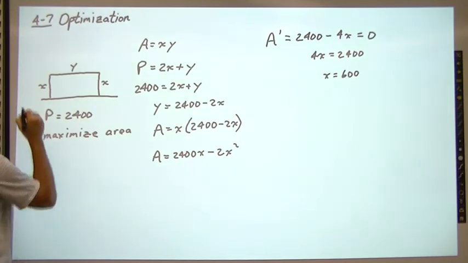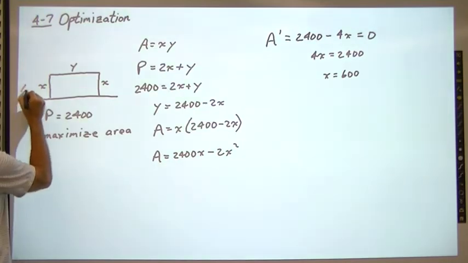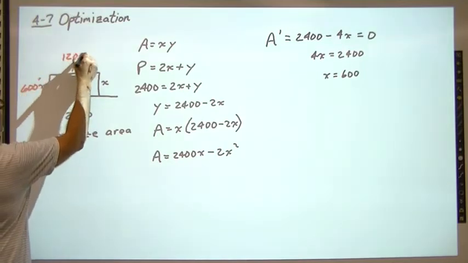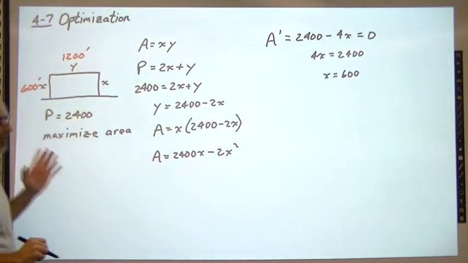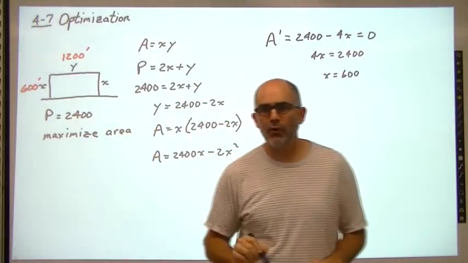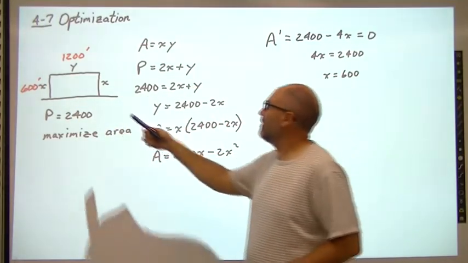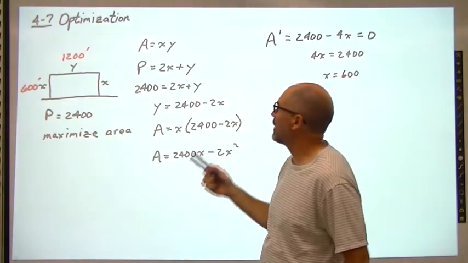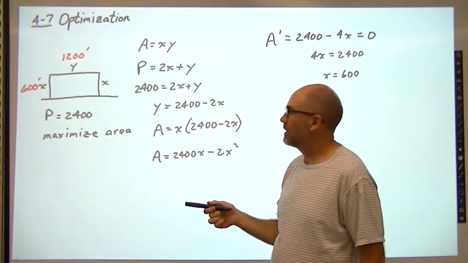Let's just write it like this. 600 feet here, 1200 feet here. That gives us our 2400 feet perimeter, and it gives us 600 by 1200, which is 720,000 square feet.